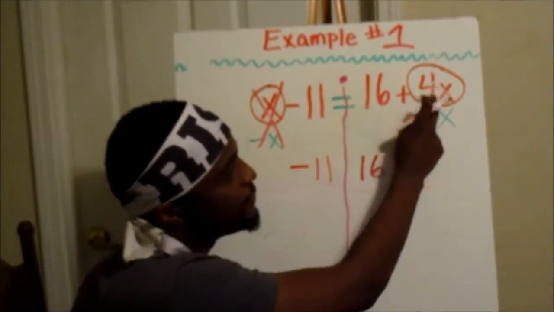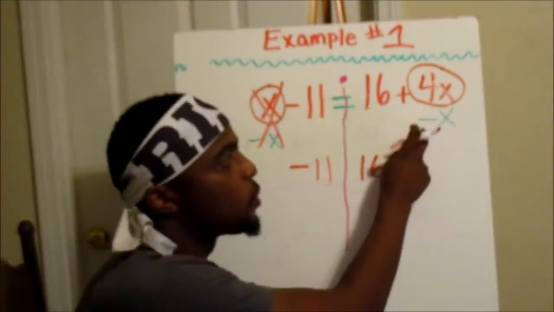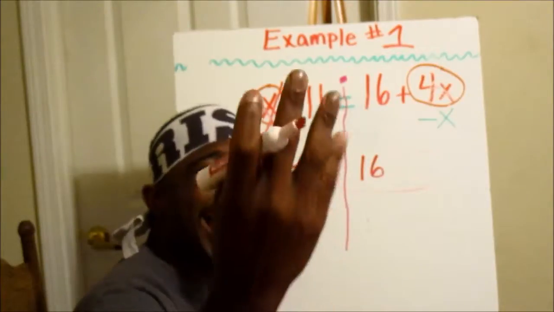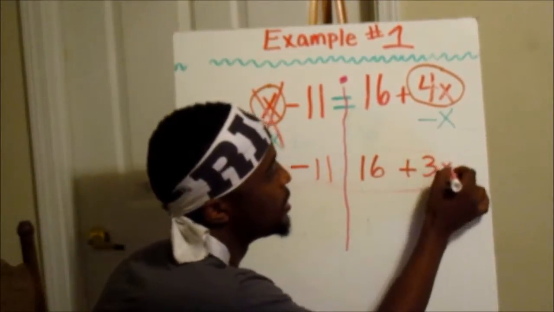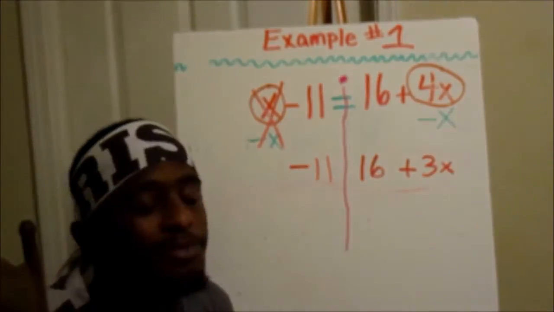And then here I have a positive 4x. But I'm taking one of those x's away right here. So if I have 4 x's, I take away an x, I'm left with just 3 x's. And they're positive. I'm still in the positive. So here. Alright, I'm still not done.